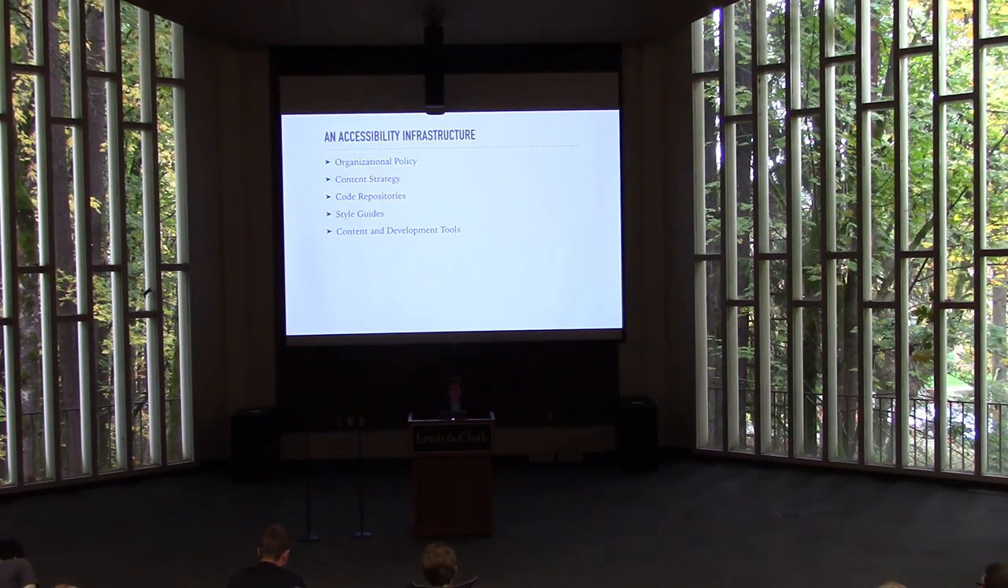Now, there's a really great article called Accessibility in Practice, a Process-Driven Approach to Accessibility by Sarah Horton and David Sloan, and they suggest creating an accessibility infrastructure: having an organizational policy that applies to accessibility, having a content strategy that considers accessibility, having code repositories with accessible chunks of code, style guides that reflect accessible design consideration, and also content and development tools. Now, you might think an organizational policy doesn't really apply to an agency of one, but it can help define your guiding principles. If you have a mission statement on your website, just a little bit about accessibility would really fit right in there.